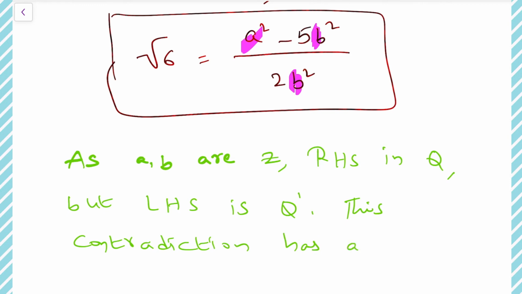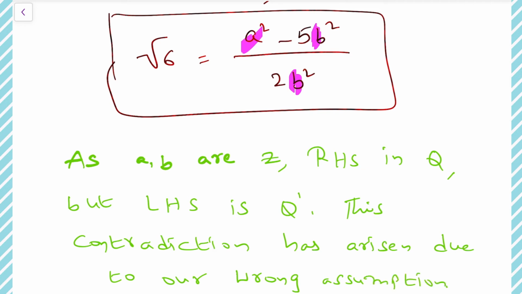This contradiction has arisen due to our wrong assumption. So definitely the given number is an irrational number.